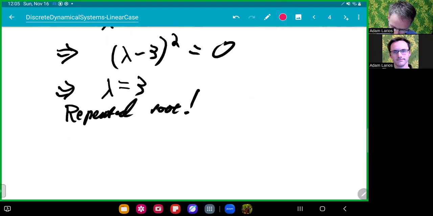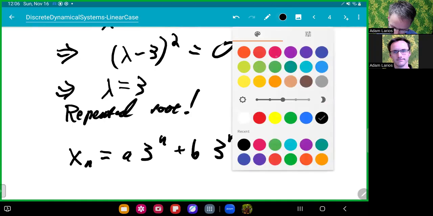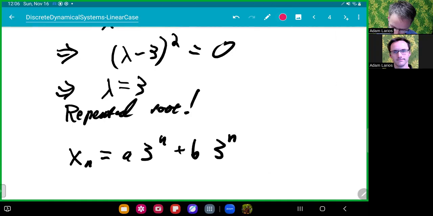If we just proceed naively, we would have xn would be 3 to the n times some unknown coefficient plus b times the other root, but the other root is the same root, times 3 to the n. And all of a sudden, these two terms combine, and we just get a general unknown a plus b. So this would not be enough to match initial conditions. In order to do that, we need a linearly independent solution.